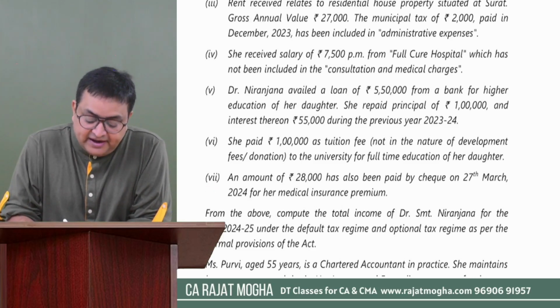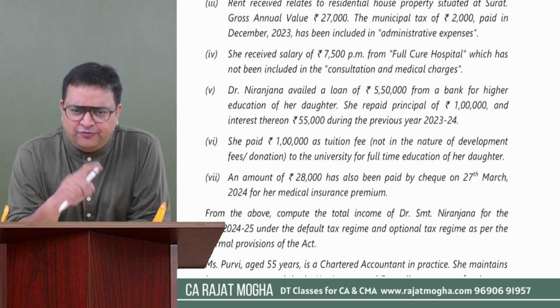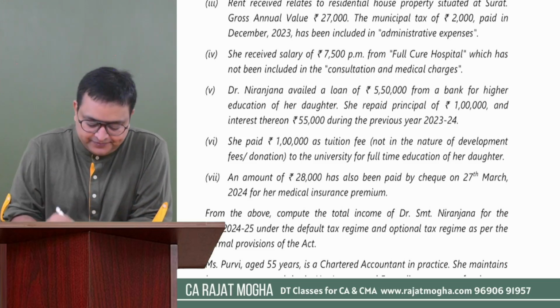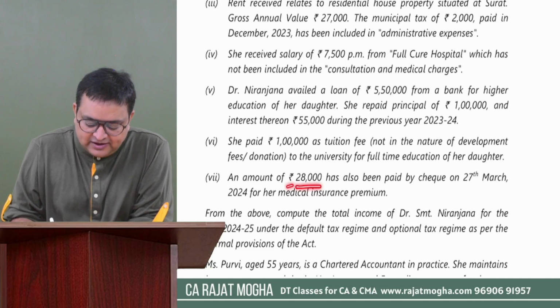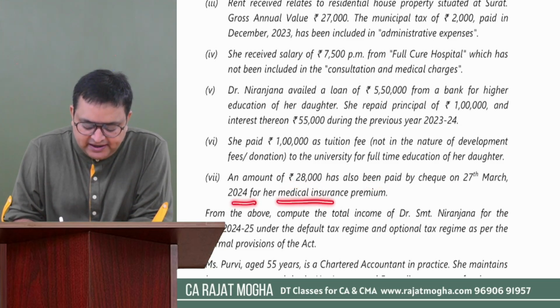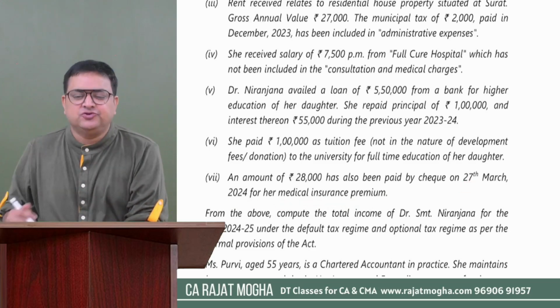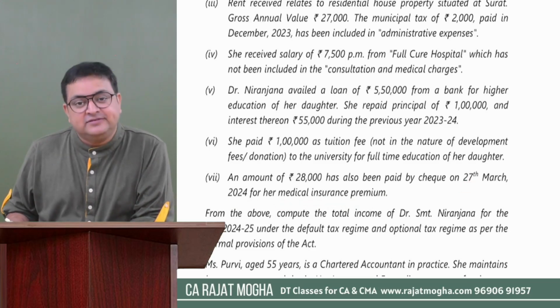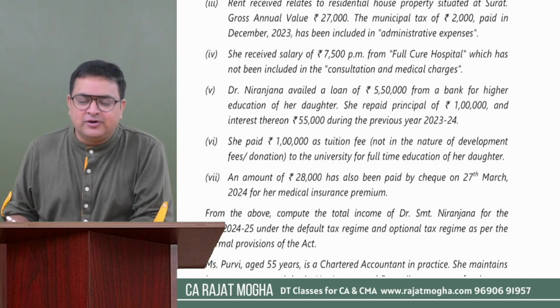Seventh, but is 80C available under default? No, only under optional regime. An amount of 28,000 has also been paid by cheque on 27th March 2024 for her medical insurance premium. So during this previous year, she has paid medical insurance premium, health insurance premium. So is it allowed? Yes, sir. Under optional scheme it is allowed, not under default scheme.